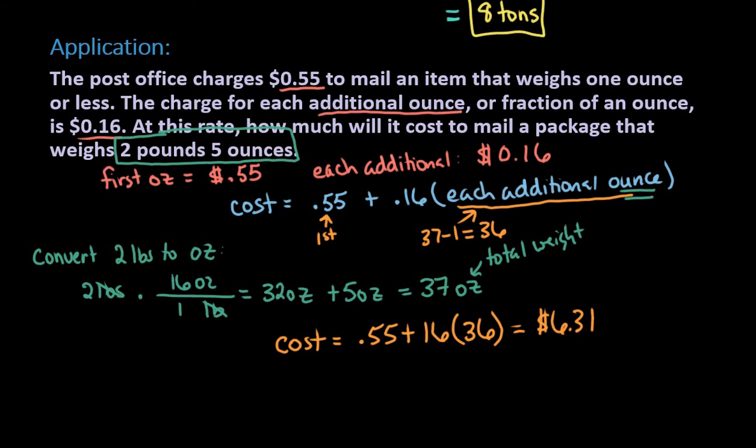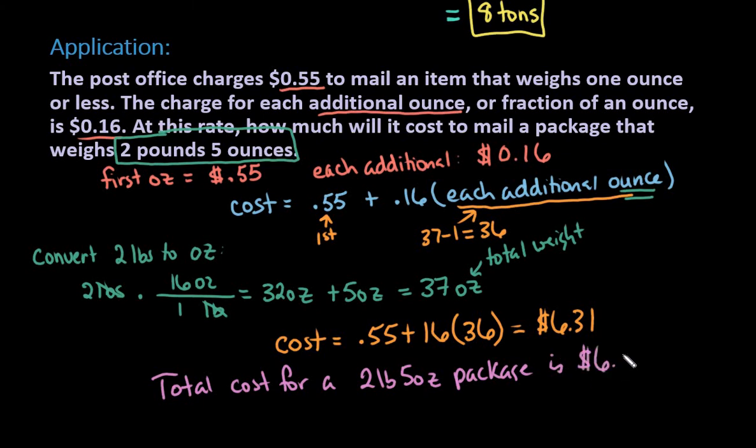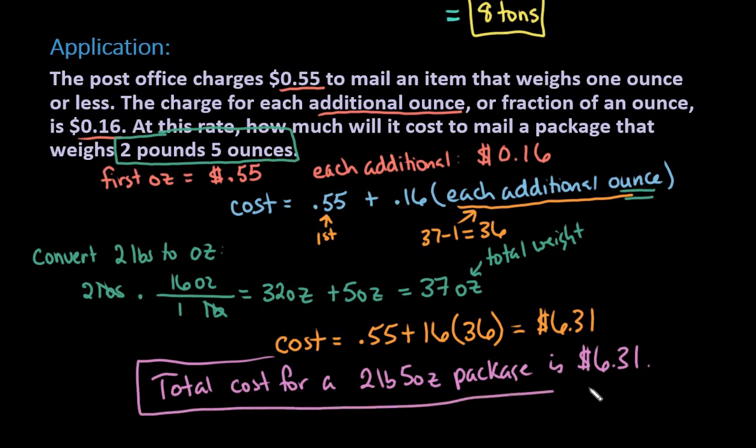So we could say that our total cost for a 2 pound, 5 ounce package is $6.31. Okay, so sometimes you do have to convert within situations in order to find a total cost.